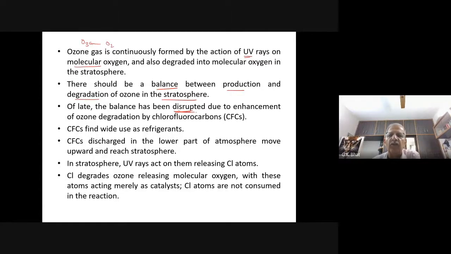This balance has been disrupted due to enhancement of ozone degradation by chlorofluorocarbons, CFCs. This is becoming the main reason for the degradation of the ozone. CFCs, chlorofluorocarbons, find wide use in all refrigerants. Wherever you have that cooling effect, earlier we used to go for CFCs.